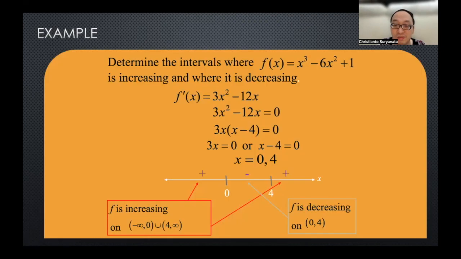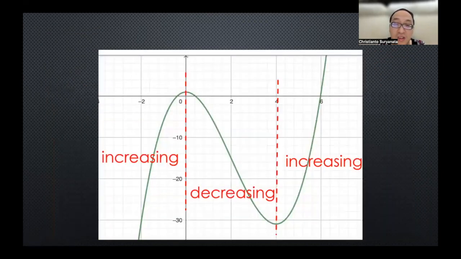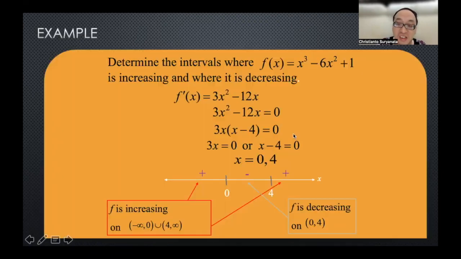So if you draw this graph, 0 and 4 will be when the first derivative equals 0. And if we draw it, you can see that for the value less than 0, for x negative, it is an increasing function. Between 0 and 4, it's a decreasing function. And after 4, greater than 4, it's an increasing function. And this is exactly the same as the result of our calculation, yeah?